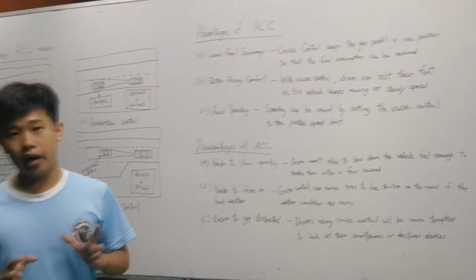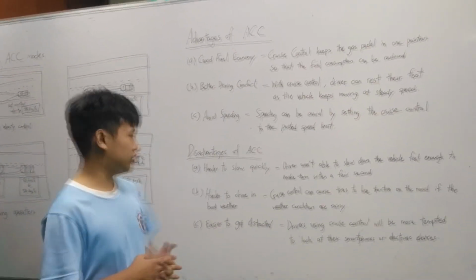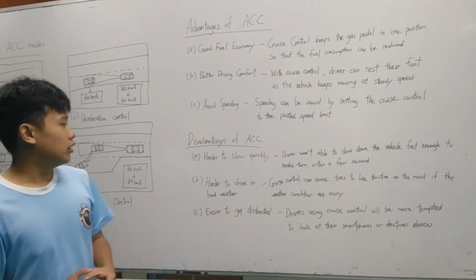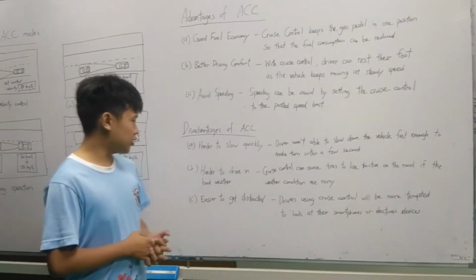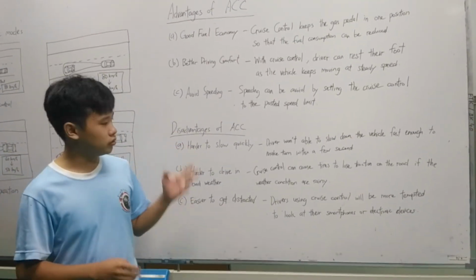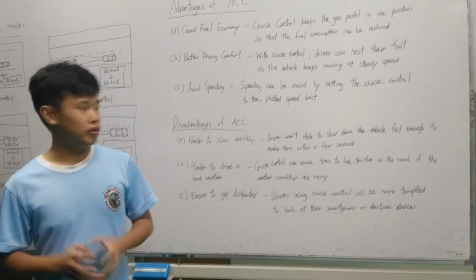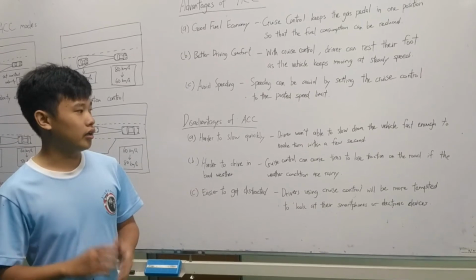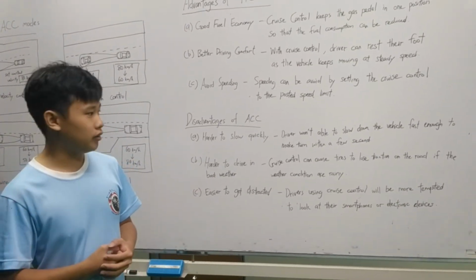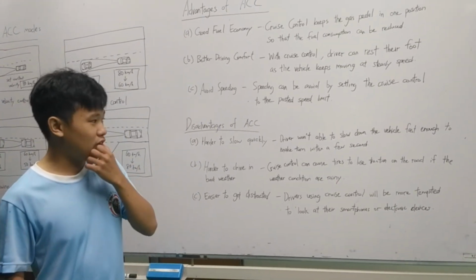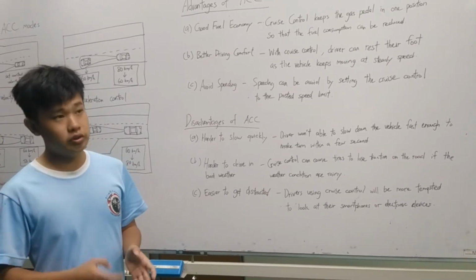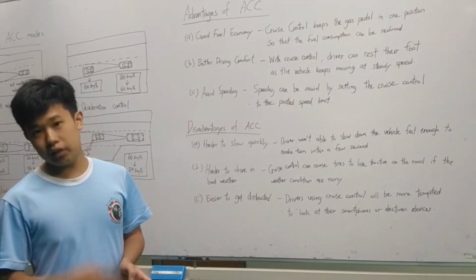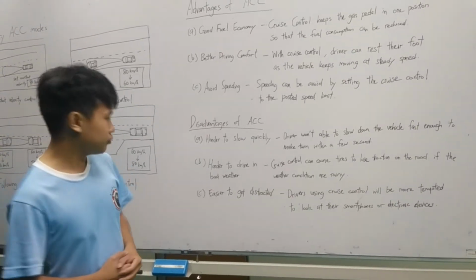However, the adaptive cruise control also has some disadvantages. First, the disadvantage is it is harder to slow quickly. If the driver wants to make a turn within a few seconds, the driver may be unable to slow down the vehicle fast, so it's very dangerous for the driver.